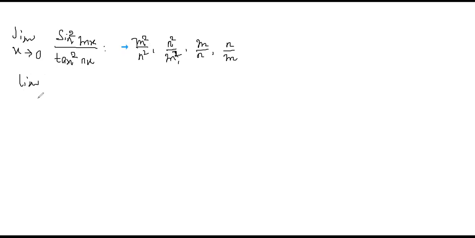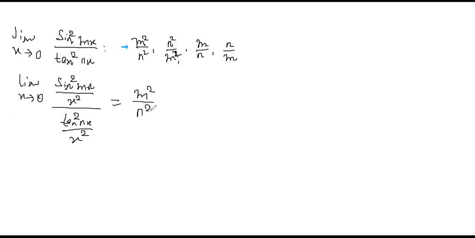How? Let's see. Limit x tends to 0 of sine square mx divided by x square, and tan square nx divided by x square. Can you write this? You can multiply and divide by x square. It will be m square and it will be n square, so the final answer will be m square by n square. Got it?